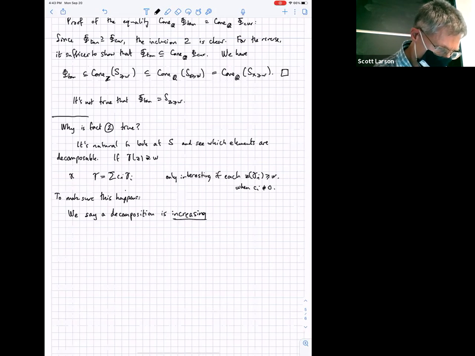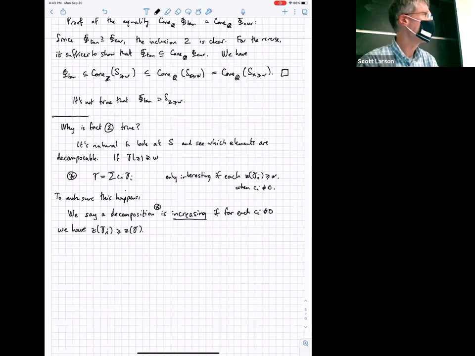A decomposition like star is increasing if for each Ci not equal to 0, we have Z of gamma I is bigger than or equal to Z of my original gamma. So all the terms end up having bigger z's when I decompose them.